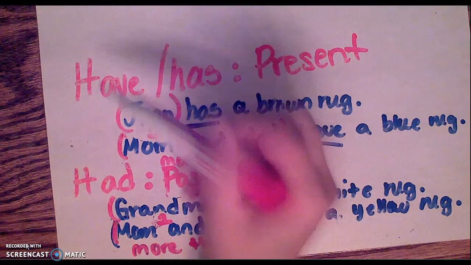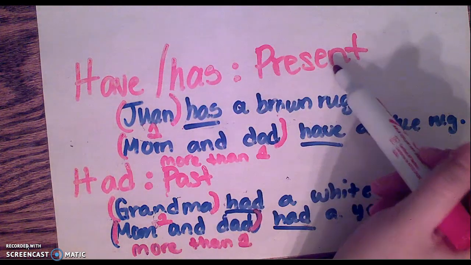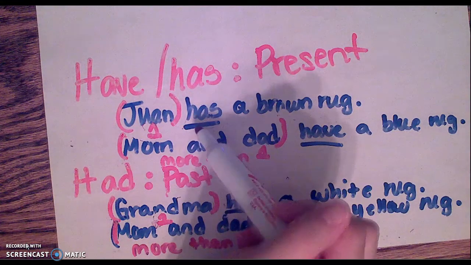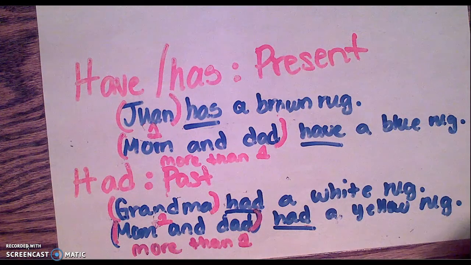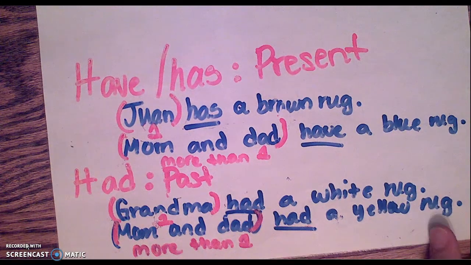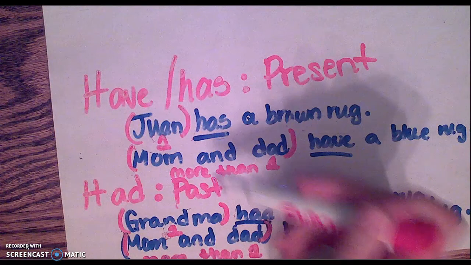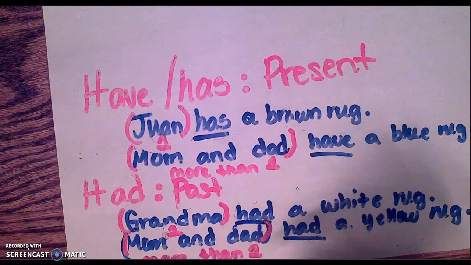So, have and has is for the present. We use has when the subject is one. We use have when the subject is more than one. Had is in the past, and it doesn't matter if there's one subject doing the action or more than one subject doing the action. We still use had.